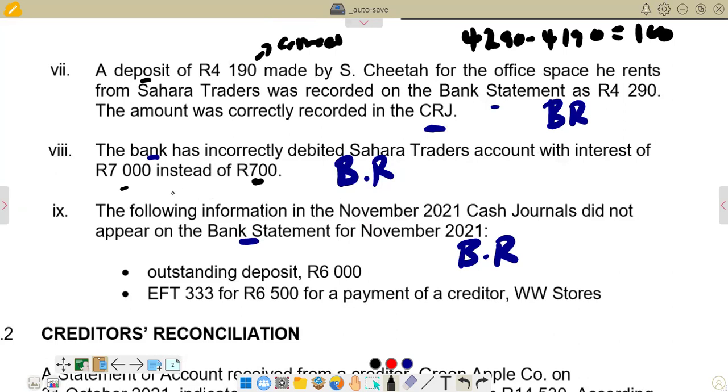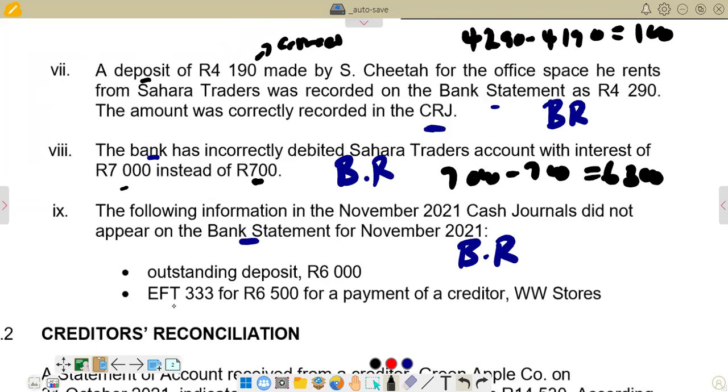So to cancel off the big amount that was put there, that was overstated, we need to see the difference and then we go to the opposite to get that. So we're saying 7,000 minus 700. And if you do that, you're going to get 6,300. So 6,300, this bigger figure is on the debit side. So to cancel, go to the credit side and put 6,300.